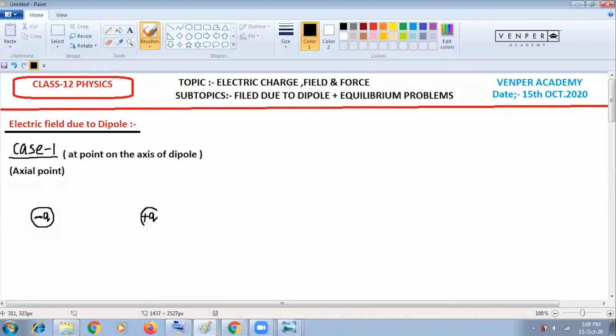Now there is some separation between them, but before writing it, I'm marking this as the center. The length from this charge to this charge is 2L, the total distance. Then this distance is L, and this distance is also L, because O is the center of the dipole. So that idea we're getting. Everyone clear on the concept I'm telling?